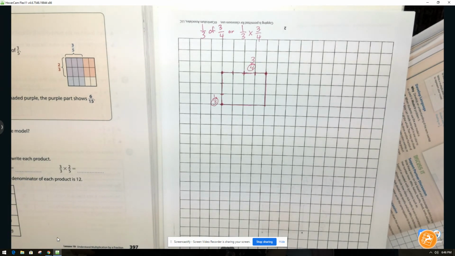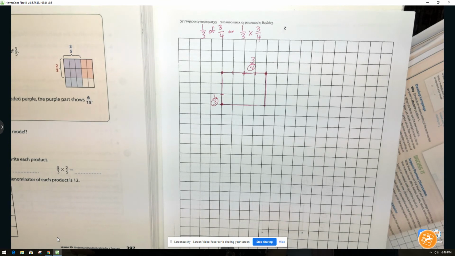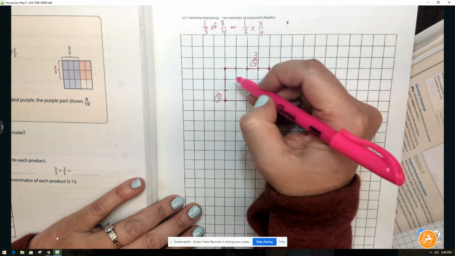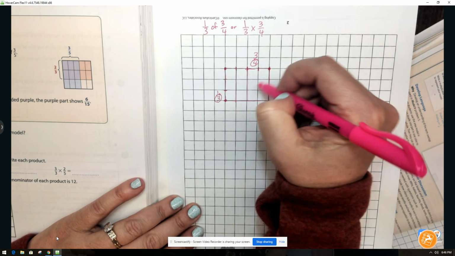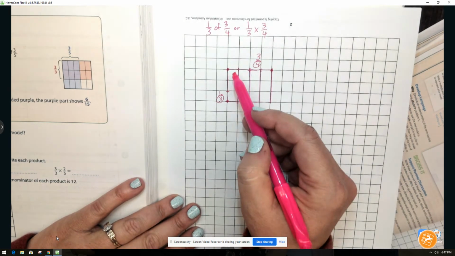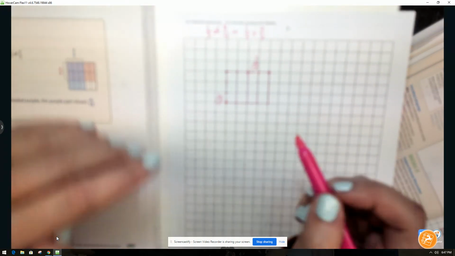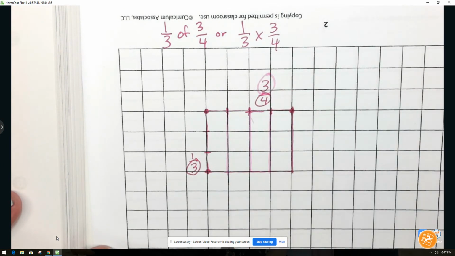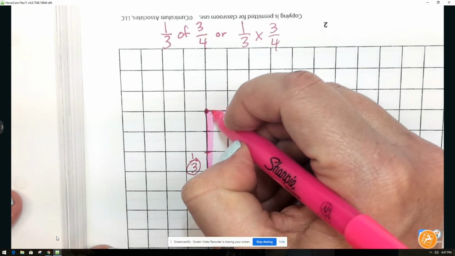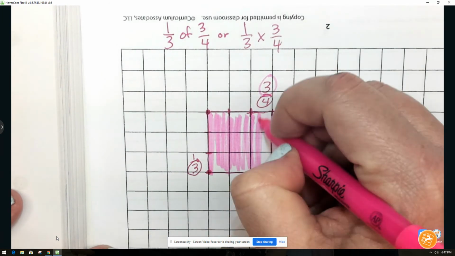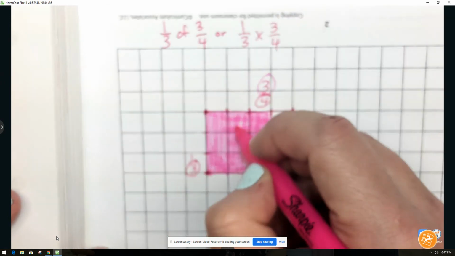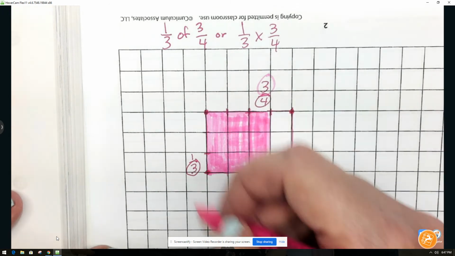It really helps to have 2 different shades of highlighters in order to make it the most effective. So I'm going to go ahead and do my columns first. We already have it broken apart into 4 equal sections, 4 equal columns. And then I'm going to shade in 3 of those 4 equal columns, using my numerator. So 1, 2, 3. So now I have 3/4 of this whole shaded in.